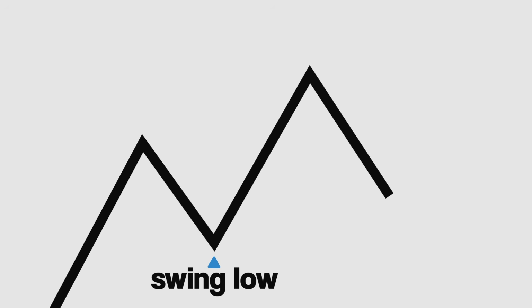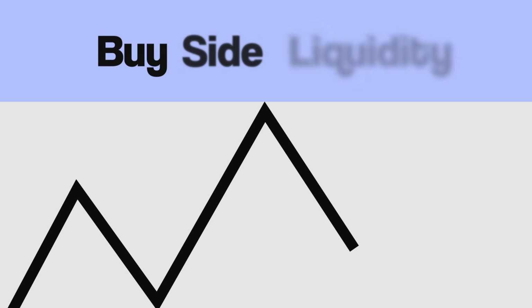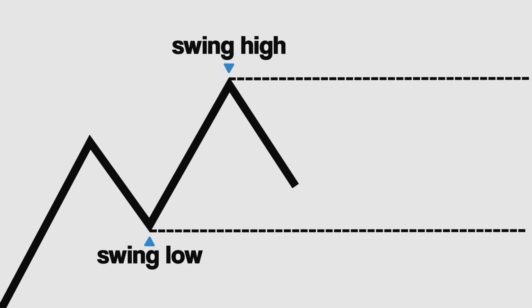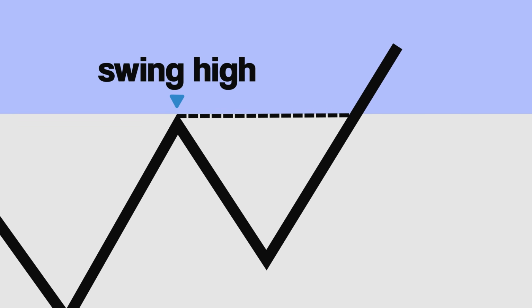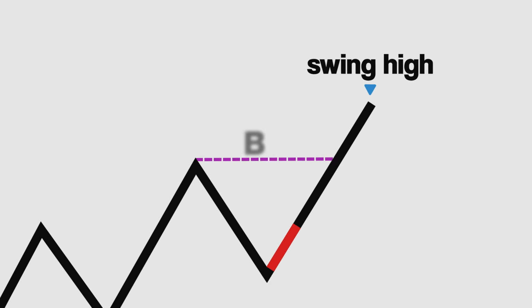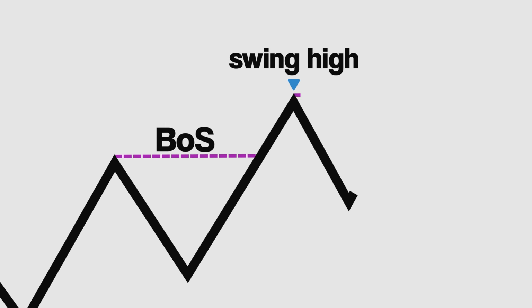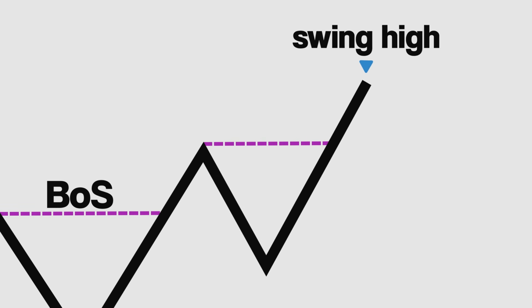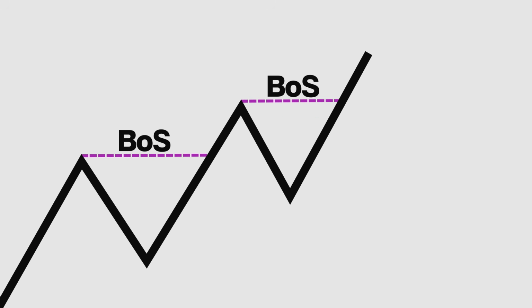Then price makes a pullback, and after that it forms a swing high. And above that swing high, we usually have another pool of orders. This is called buy-side liquidity. So now we have the external structure, or in liquidity terms, we have our external range liquidity. Next, price pushes higher toward the buy-side liquidity, breaks the previous high, and creates a new swing high. That movement is exactly what creates a break of structure. After that, price pulls back again, and then it breaks the previous high one more time, creating another break of structure. So as long as price keeps breaking swing highs, we treat it as an uptrend.